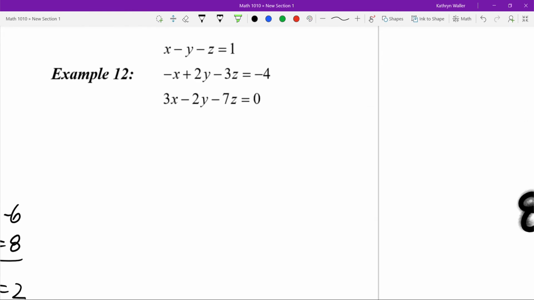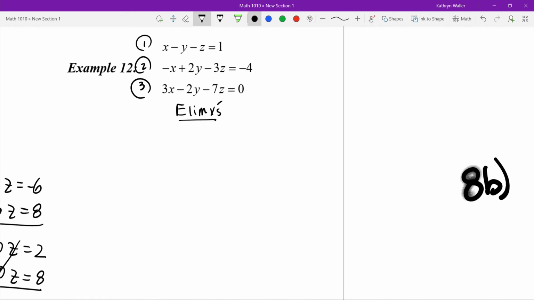Okay, look at example 12. Here's 1, 2, and 3. Look at the x's, 1, 1, 3. Y's, 1, 2, 2. Z's, 1, 3, 7. They all would be great options because every variable has at least one coefficient of a 1. I'm going to choose the x's because there are 2 1s in coefficients of x's. Okay, so I'm going to eliminate using equations 1 and 2, so I just add those together.